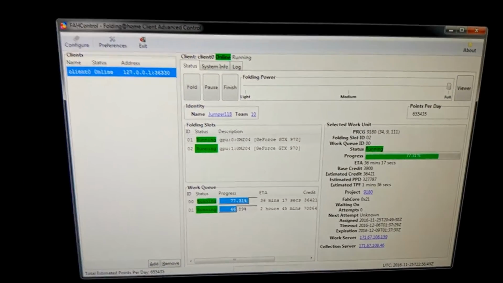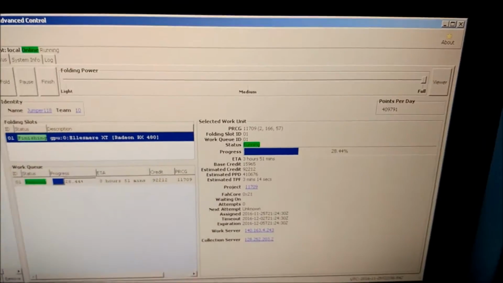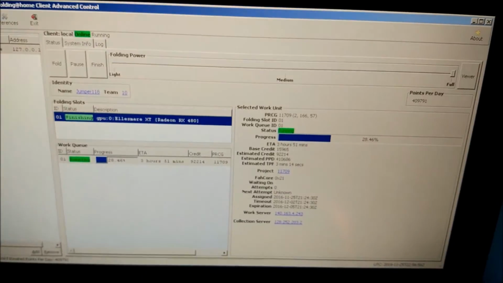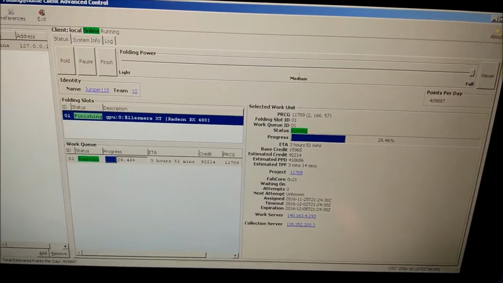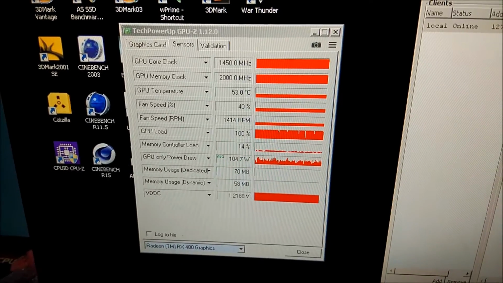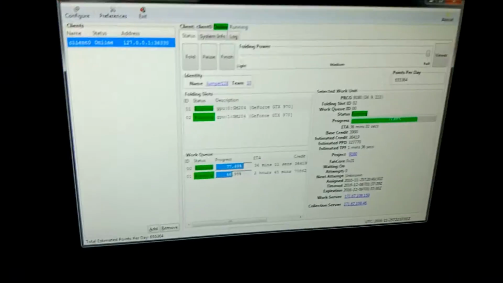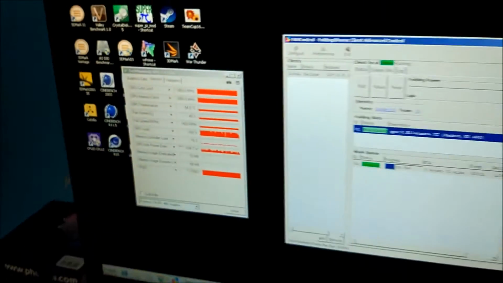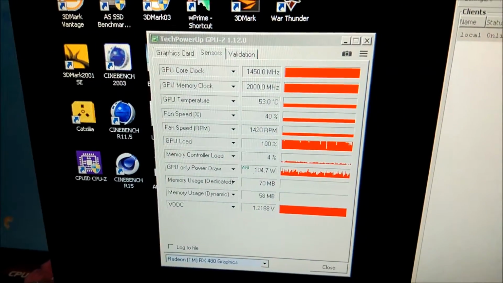So the RX480's performance is pretty good, because it's quite a bit faster and it actually uses a bit less power as well. I think the 970s when folding use about 120 to 140 watts, and this RX480, as you can see, is only using about 104 watts on average.